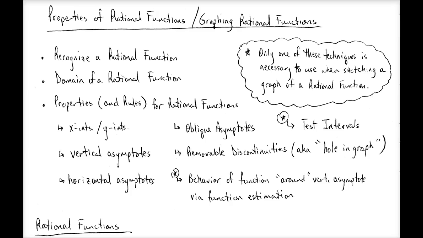So the very first one, we will talk about recognizing a rational function when we see one, as well as figuring out what the domain of a rational function is. The next series will be about all the various properties that we look at when we see a rational function, and figure out how that rational function needs to look to be able to see those properties.